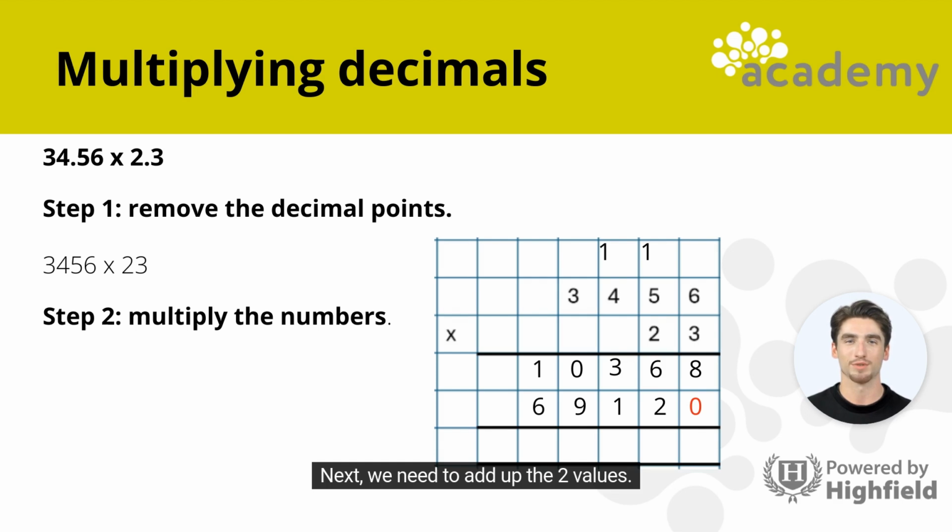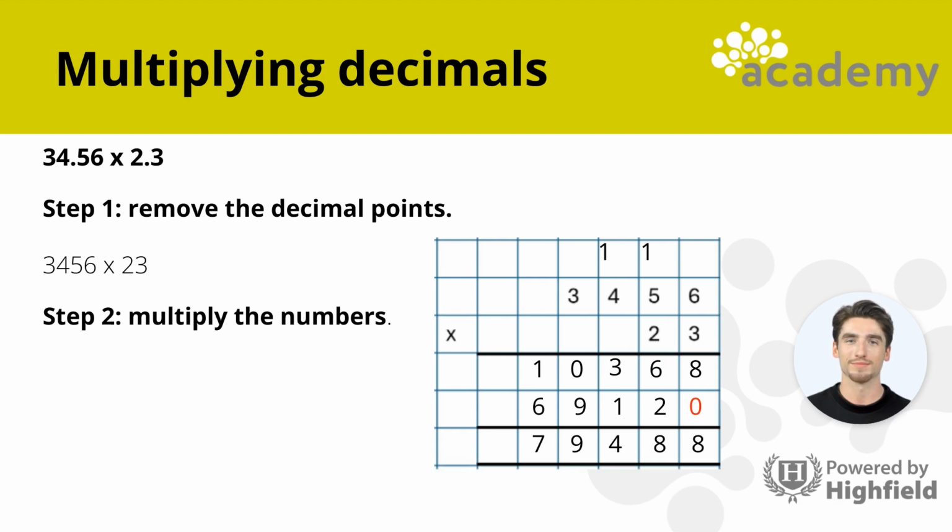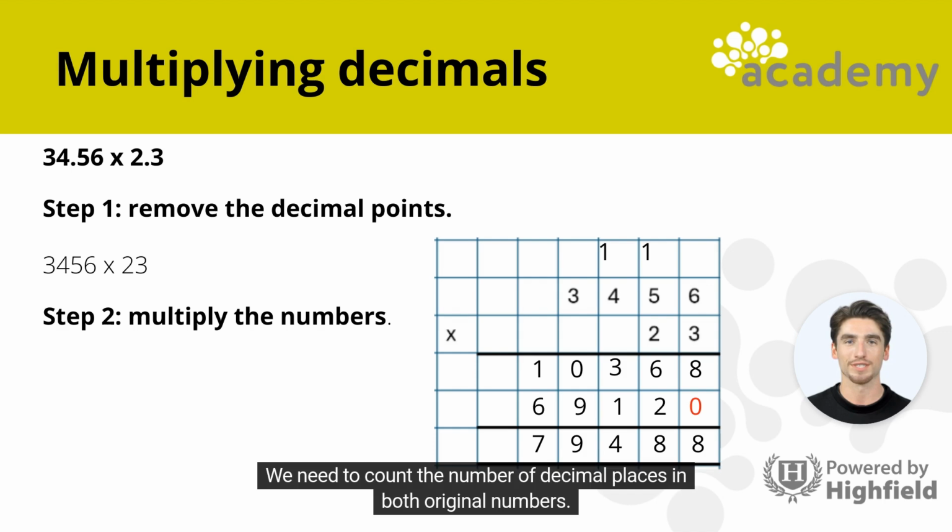Next, we need to add up the two values. The answer is 79,488. However, we are not quite finished yet. We need to count the number of decimal places in both original numbers.